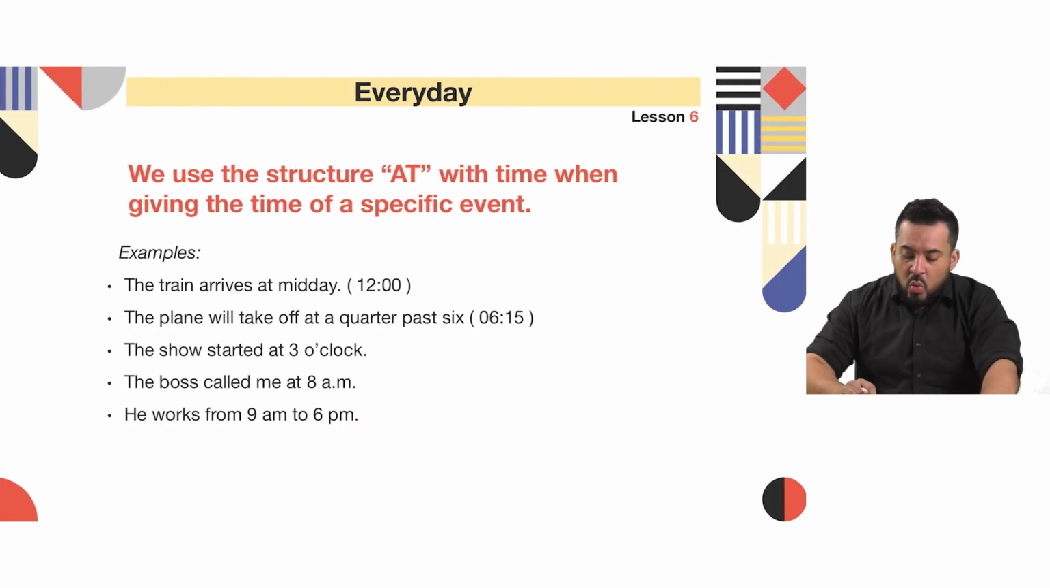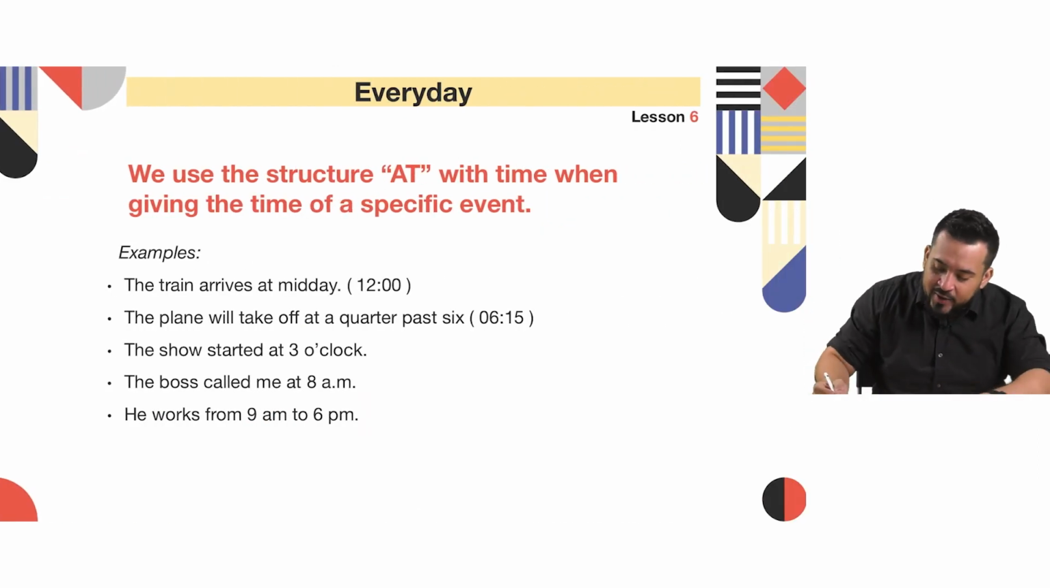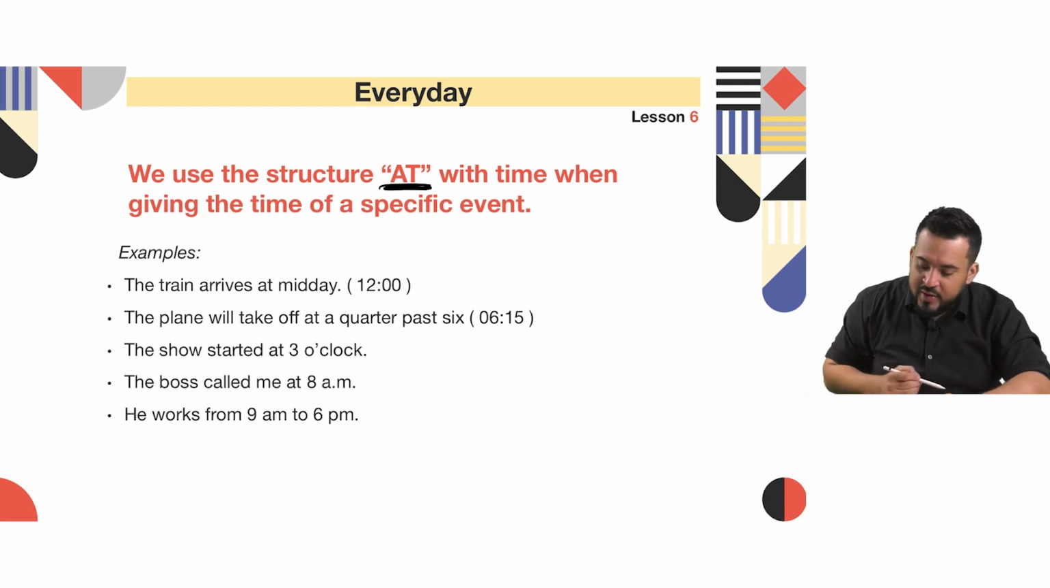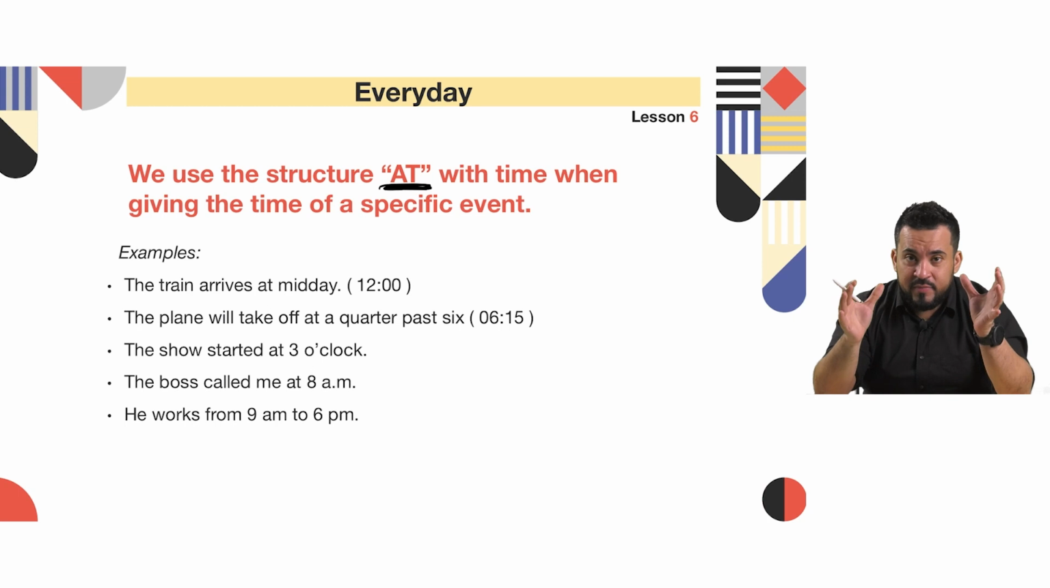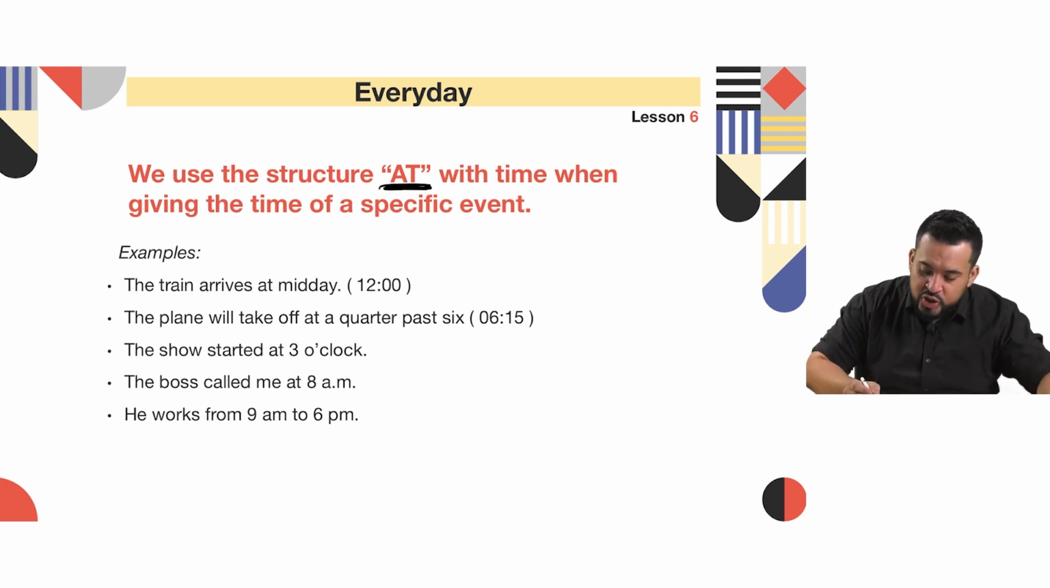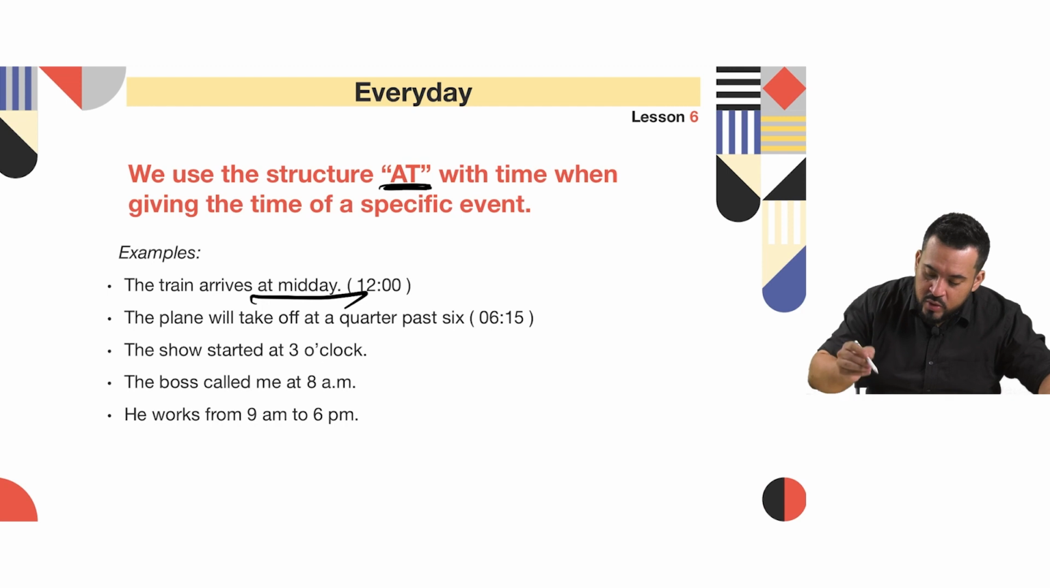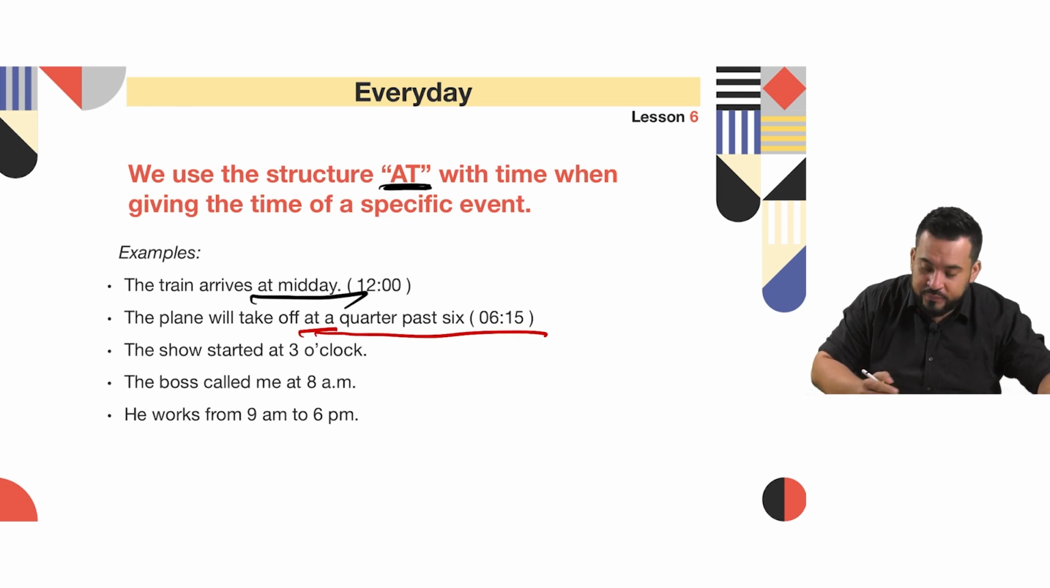All right. We use the structure at with time. This is the preposition. Okay? So if we're talking about time, we always use at. That's the preposition that goes with time. The train arrives at midday. The plane will take off at 6:15.